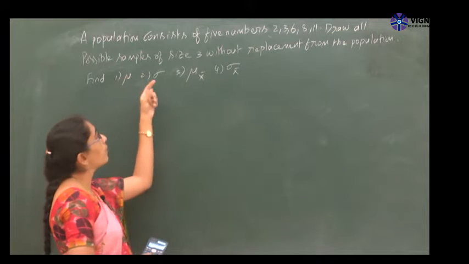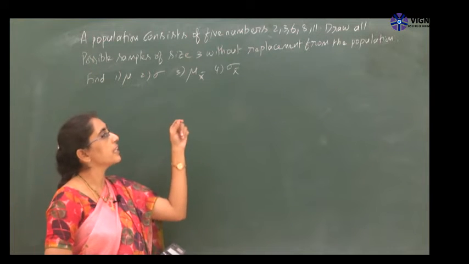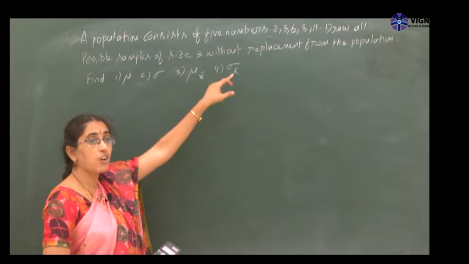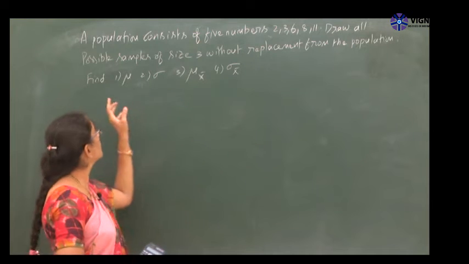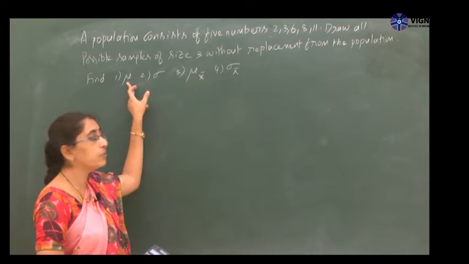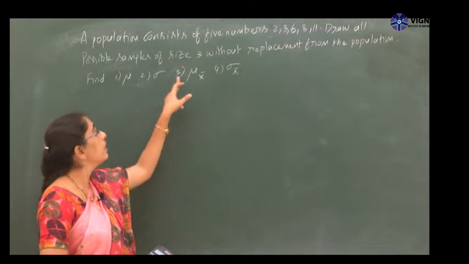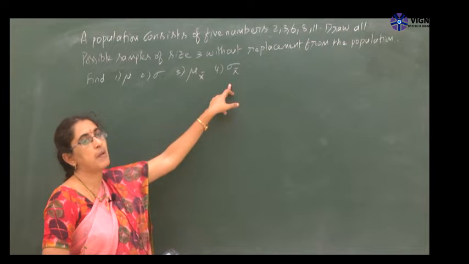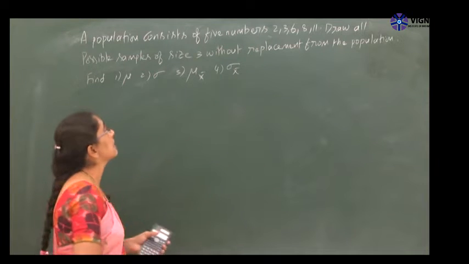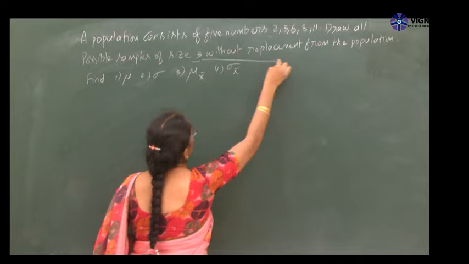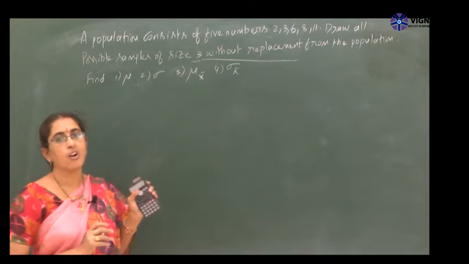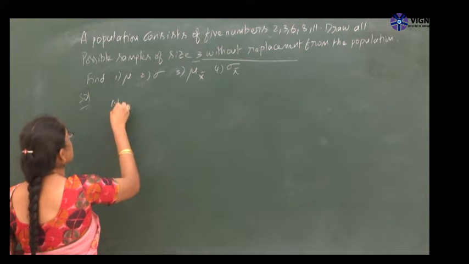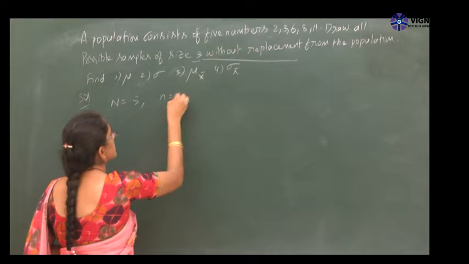If you see the question here, a population consists of 5 numbers 2, 3, 6, 8 and 11. Draw all possible samples of size 3 without replacement from the population. Then we have to find the mean of the population mu, standard deviation of the population sigma, mean of the sampling distribution of means, that is mu x bar, and standard deviation of the sampling distribution of means. What we have to notice here is sample size 3 without replacement. This point is very important to solve the problems of random sampling. Here the population size is 5 and the sample size is 3.